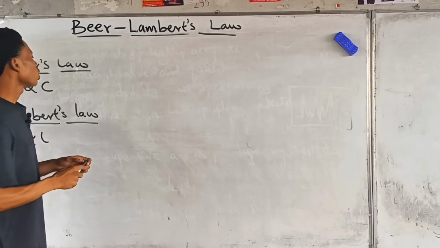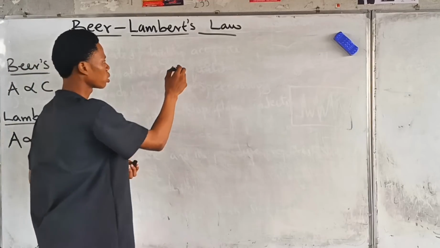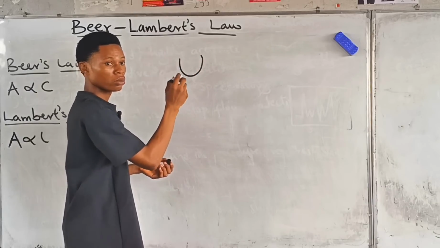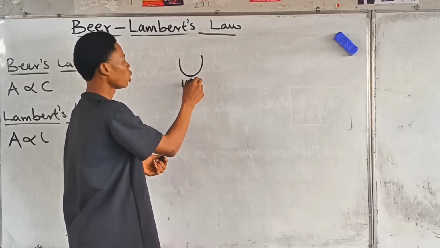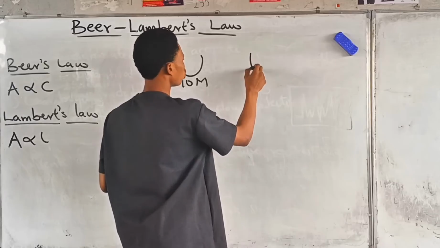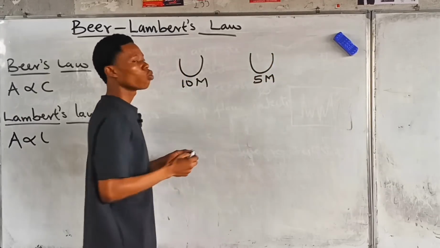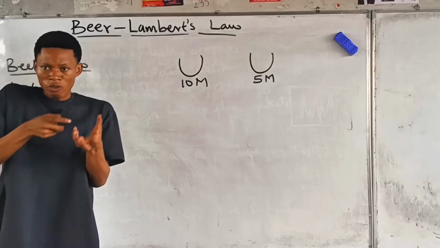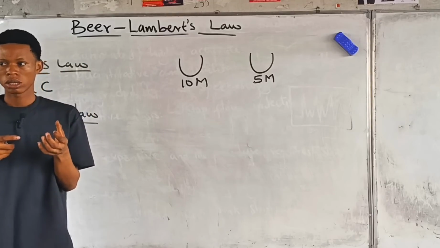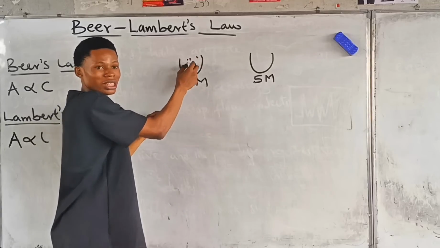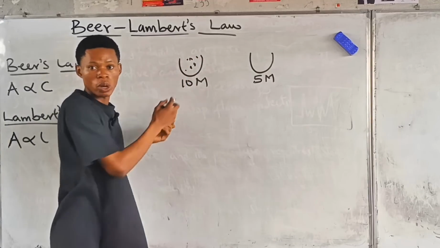Now, if you have one solution here, the concentration is 10 molar. And you have another solution, the concentration is 5 molar. Which one do you think will absorb light more if you pass light through it? The 10 molar, right? Because this one has more particles that can absorb light compared to this one, right?